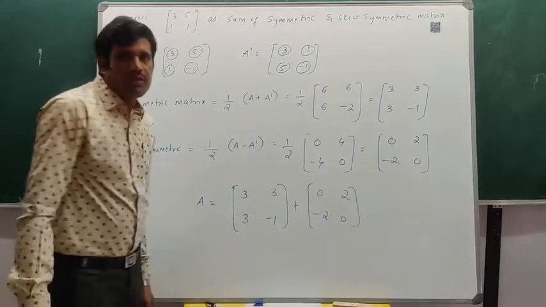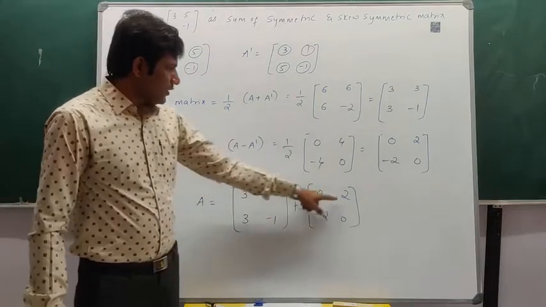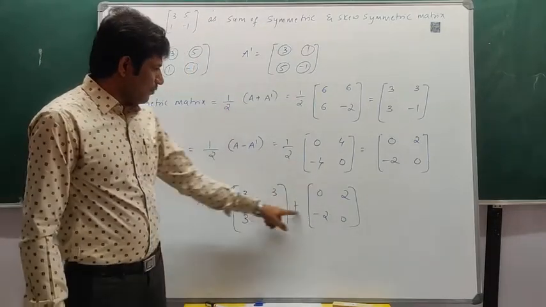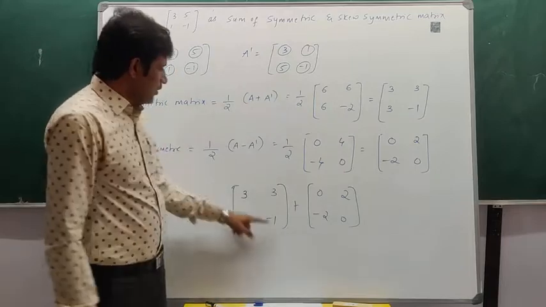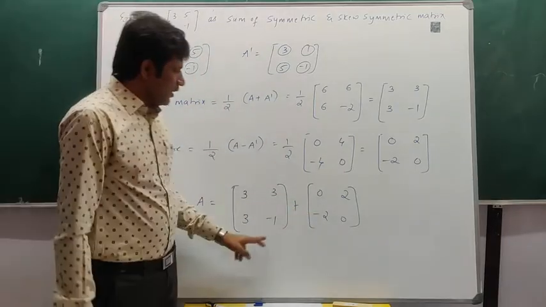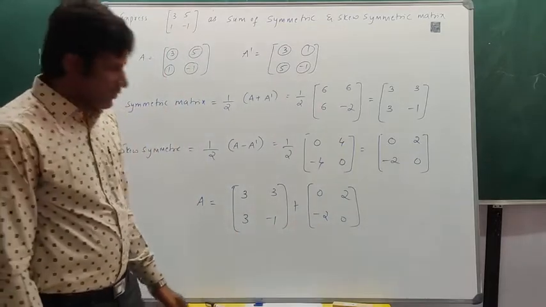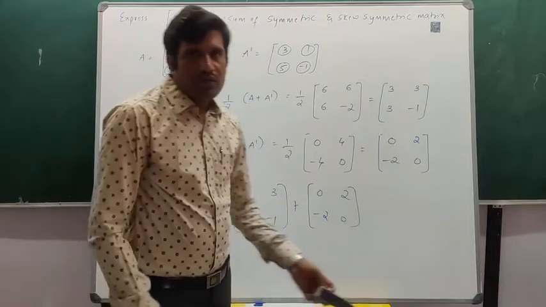We can verify by adding. 3 plus 0 is 3, 3 plus 2 is 5, 3 minus 2 is 1, and -1 plus 0 is -1. So any square matrix we can represent as the sum of a symmetric and a skew symmetric matrix. Such problems will be asked for 3 marks.